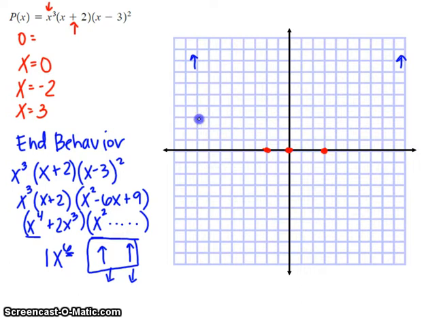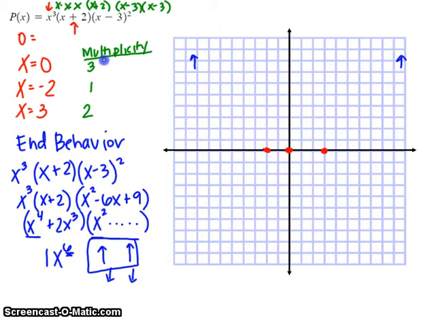The next thing I want to look at is the multiplicity of each of these zeros. The multiplicity means in factored form, how often does that zero show up? So for 0, it shows up 3 times because we had x cubed. You could think of that as x times x times x. Then we have x plus 2, so negative 2 showed up once. And then the x minus 3, that's the quantity squared, so it's x minus 3 times x minus 3. That means it shows up twice.